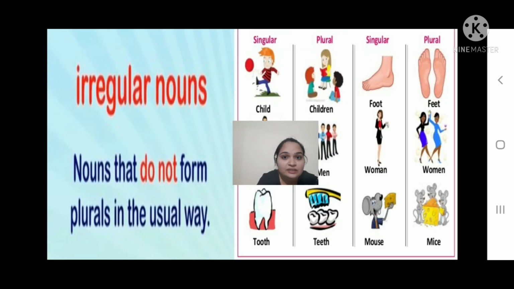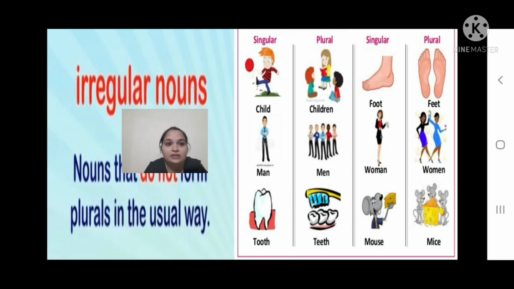There are some irregular nouns which do not form plural in the usual way. Let us see the examples of irregular nouns. Child becomes children, man becomes men, tooth becomes teeth, foot becomes feet, woman becomes women, mouse becomes mice. So unlike all other words, they form plurals in an irregular way, so they are called irregular nouns.